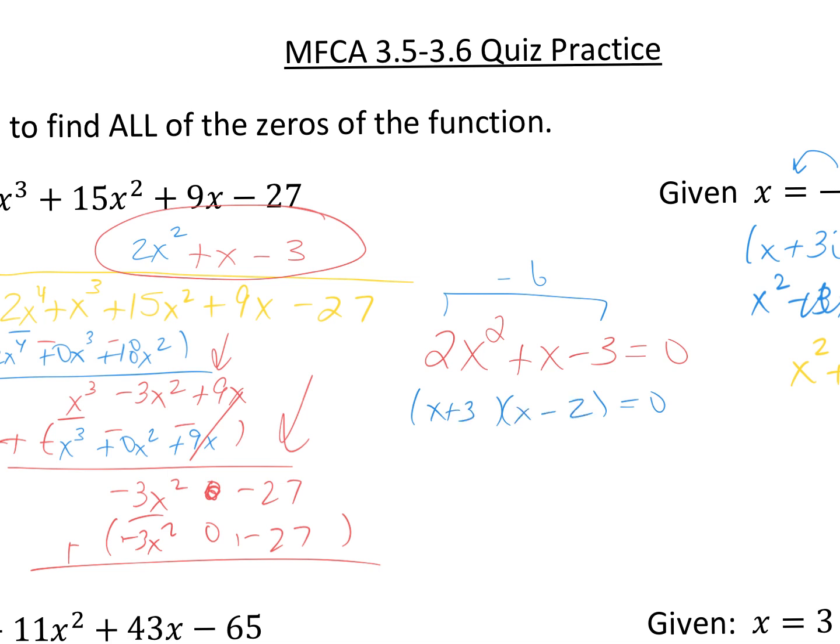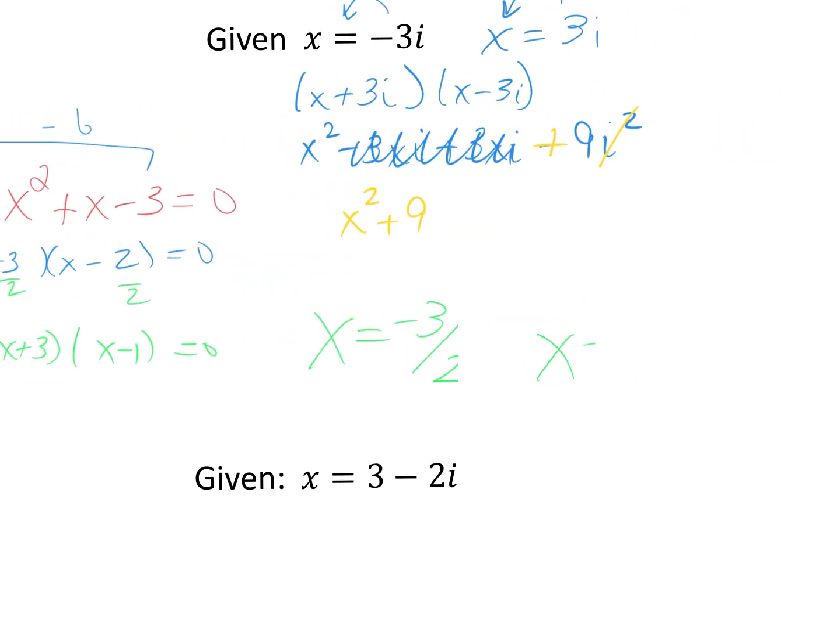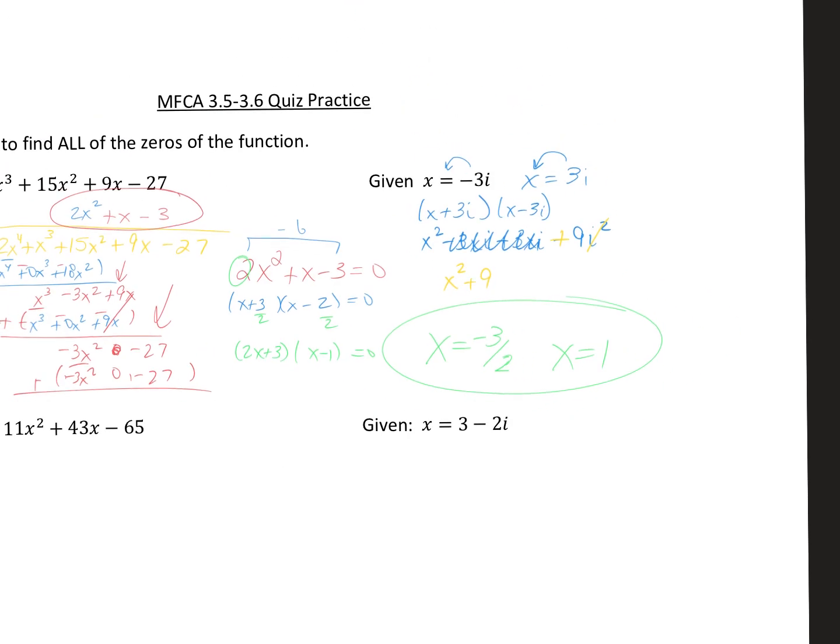And then what do I have to do first before I can just set equal to 0? Divide by your coefficient. Divide by 2. So I have 2x plus 3 and I have x minus 1. Now we set each of those equal to 0. So your answer here would be x equals negative 3 over 2 and x equals positive 1. Questions?